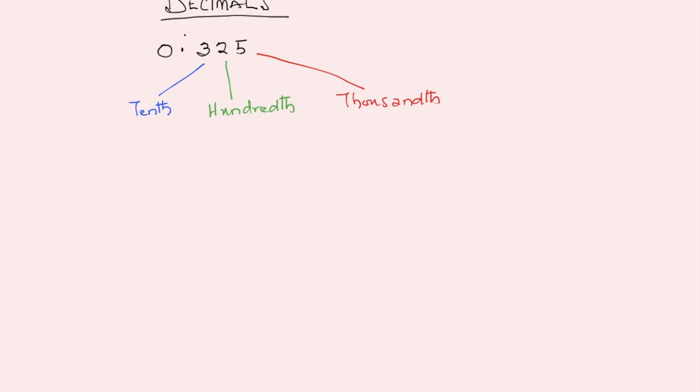And so if we'll be writing out this decimal in what it actually means, we would have that this value is going to represent 3 over 10, plus 2 here would represent 2 over 100. And 5 here is going to represent 5 over 1000.